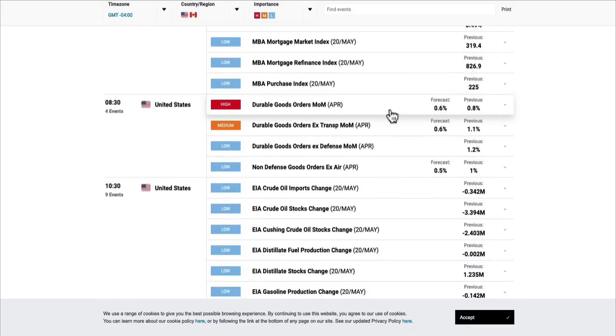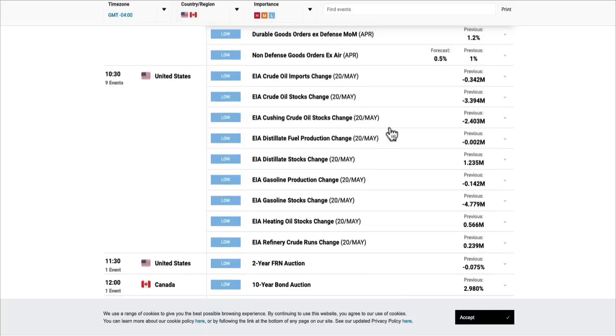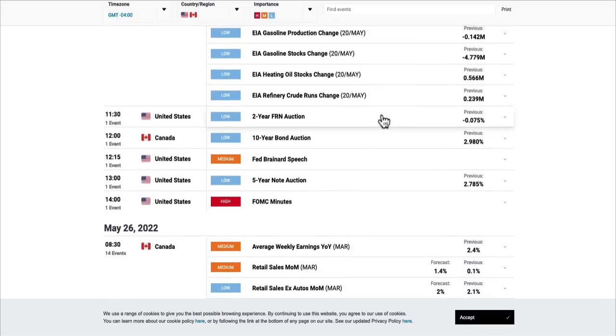Here's a big one right there. Durable goods orders. Last week we had retail sales. This is durable goods. Forecast is for 0.6, and then you have durable goods ex transportation. Your crude oil stock changes. This is every Wednesday at 10:30. You get your inventory levels. It can move markets, especially in a tight spot market, so beware of that.